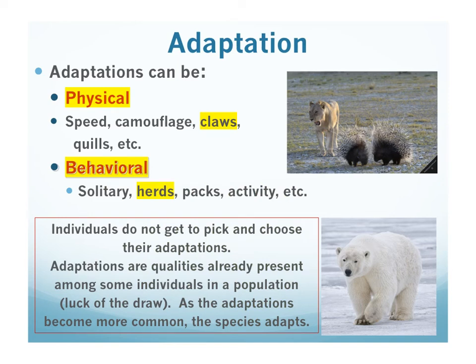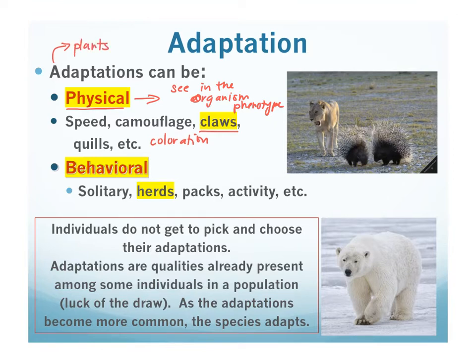So adaptations can be physical, okay? So something you can see in the organism. Okay, we think of phenotype. Speed, camouflage, claws, quills, etc. Coloration, remember. Adaptation can also be in plants. Plants can be adapted for an environment.